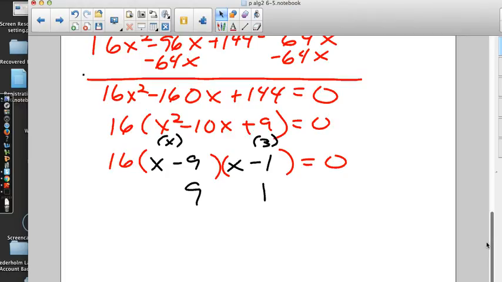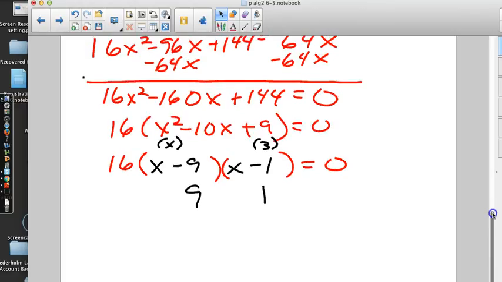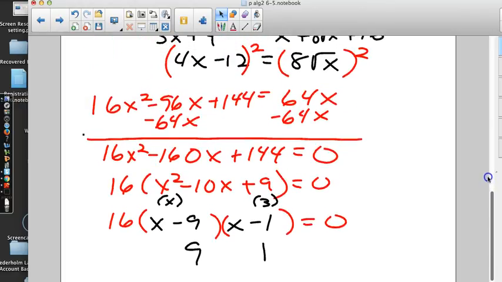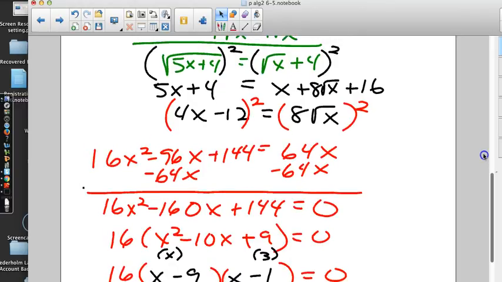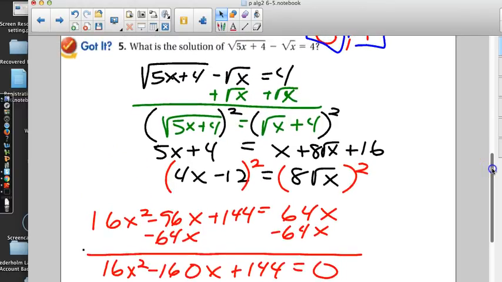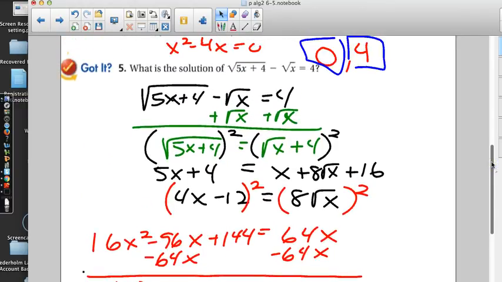I'm going to check this one with my graphing calculator. So let's see. If we put the left side in as y sub 1 and the right side in as y sub 2, well, let's see if they hit twice. Square root of 5x plus 4, parentheses, minus square root of x, parentheses, and we want to know when that hits 4.